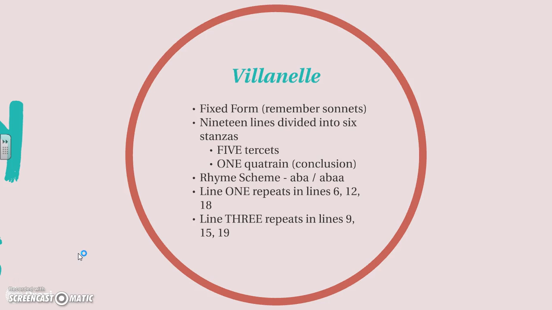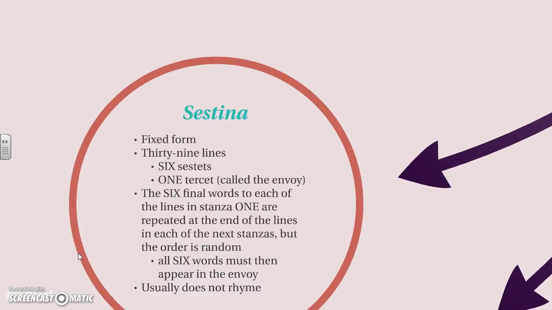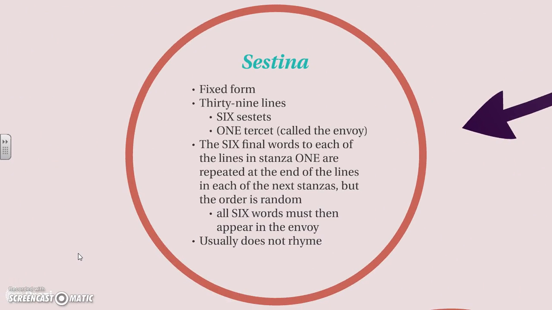Like the sonnet, like the villanelle, they're very strict in their forming. The first one I'm going to show you is what we call the Sestina. Okay, it's kind of Spanish in its name. It is very much a fixed form, so it has 39 lines. So it's the longest of the fixed form poems, whereas the sonnet is 14 lines and the villanelle is 19 lines. This one is 39 lines.